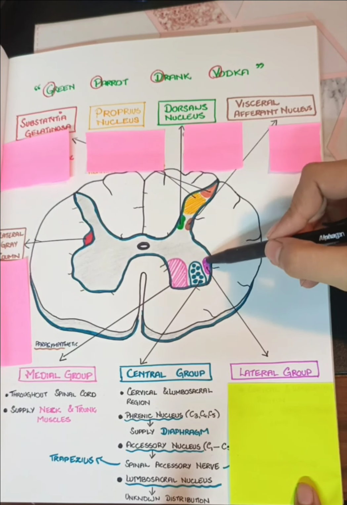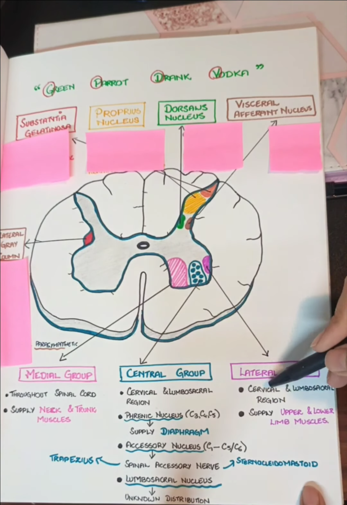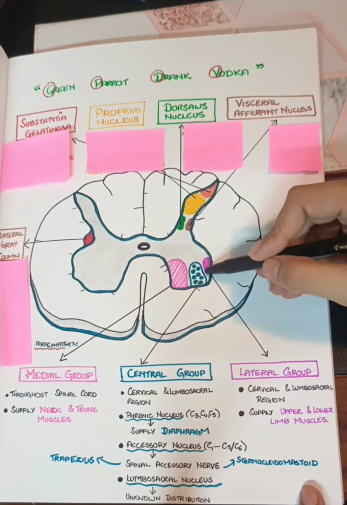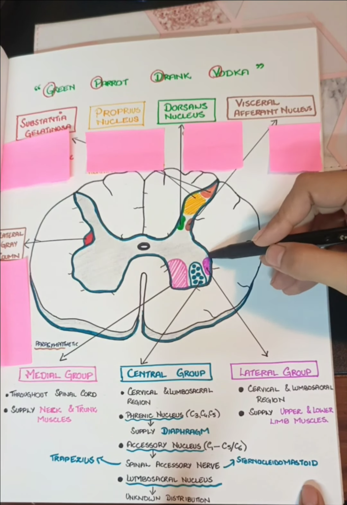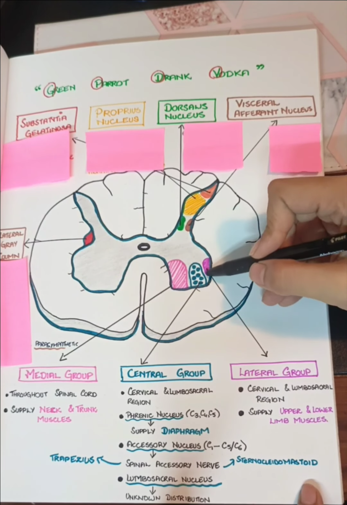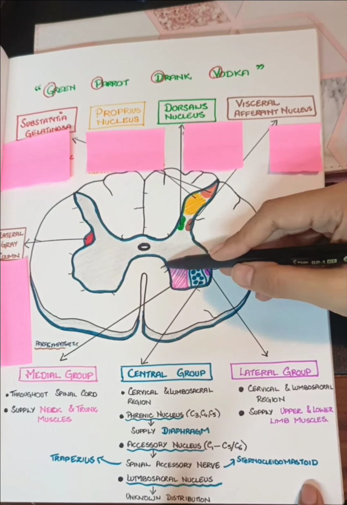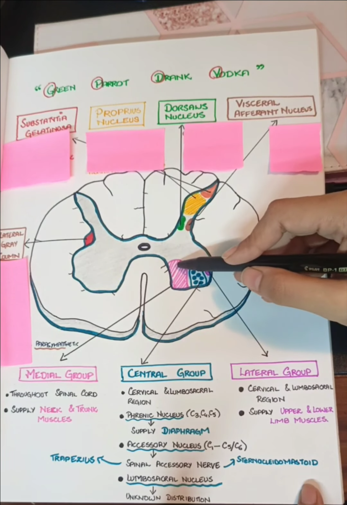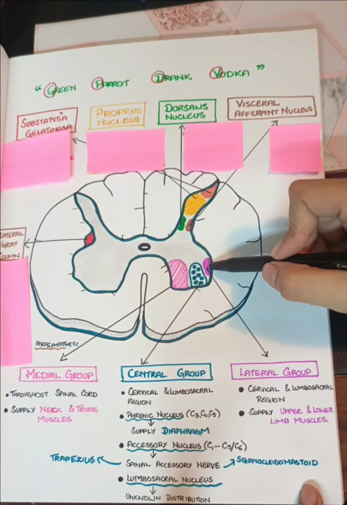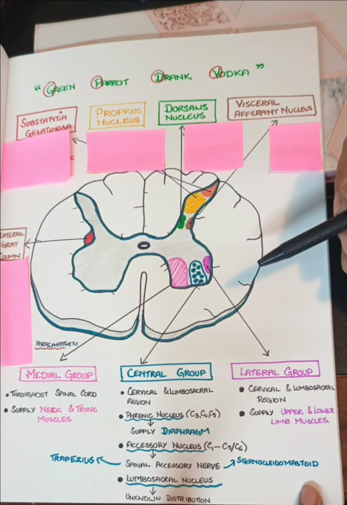Lastly, in the anterior gray column, we have this lateral group, which is also present only in the cervical and the lumbosacral regions. This lateral group is responsible for supplying the muscles of the upper limb and the lower limb by forming the important plexuses, that is the brachial plexus and the lumbosacral plexus. So the anterior gray column, responsible for supplying the muscles of the body, is divided into medial group, central group, and the lateral group. Out of these three groups, only the medial group is present throughout the length of the spinal cord.